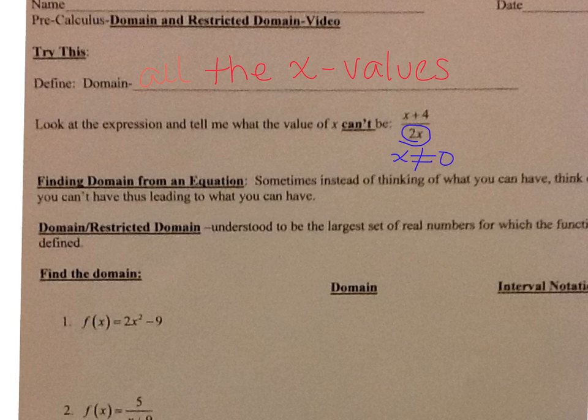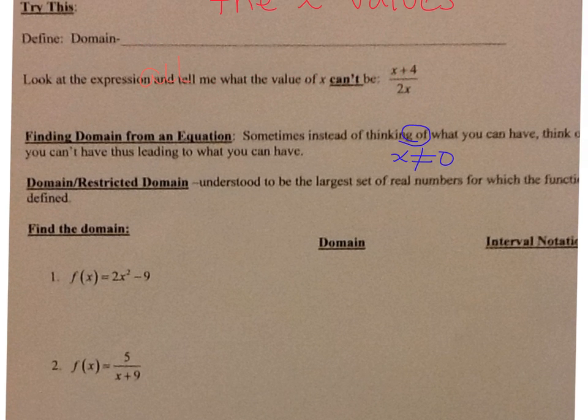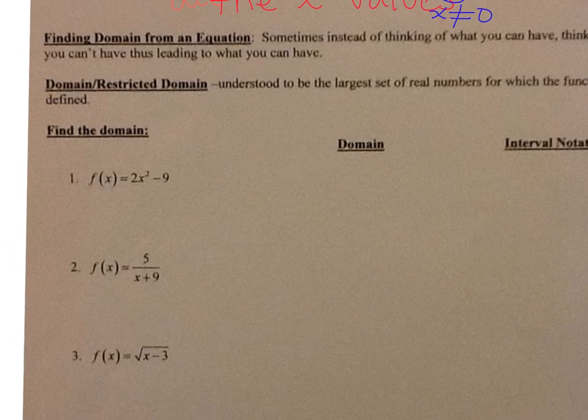Okay, so finding the domain from an equation. Sometimes, instead of thinking of what you can have, think of what you can't have, thus leading to what you can have. So you want to think of maybe the opposite. You don't always have to do it like this, but sometimes it's easier to think of it like that. So domain and restricted domain is understood to be the largest set of real numbers for which the function is defined. Okay, so let's take a look at the first one here.